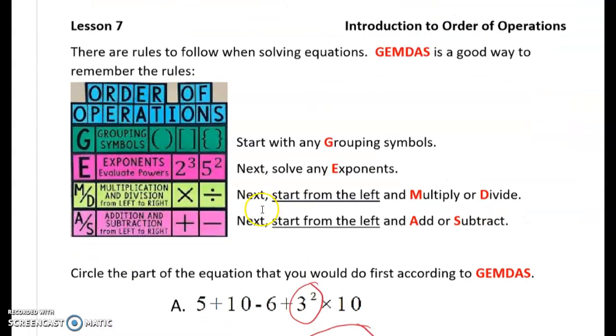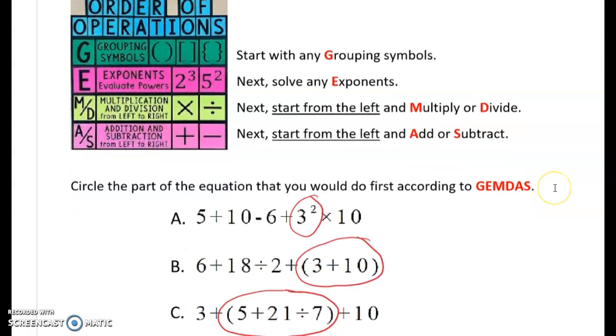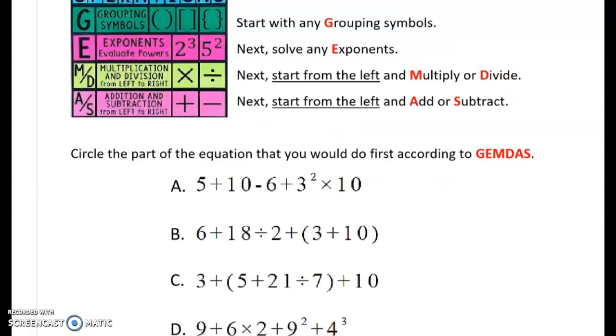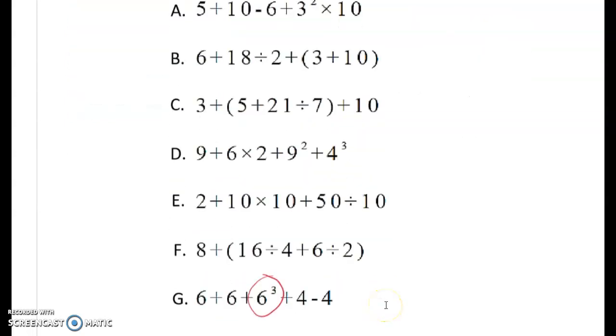Okay, so lesson 7 is going to be actually doing the order of operations. So GEMDAS, and you did sound like you're familiar with it, is grouping symbols, exponents, multiplication and division, addition and subtraction. We're going to look at these expressions and decide which ones we're going to do first. I'm actually going to get rid of this. We're going to do these together.